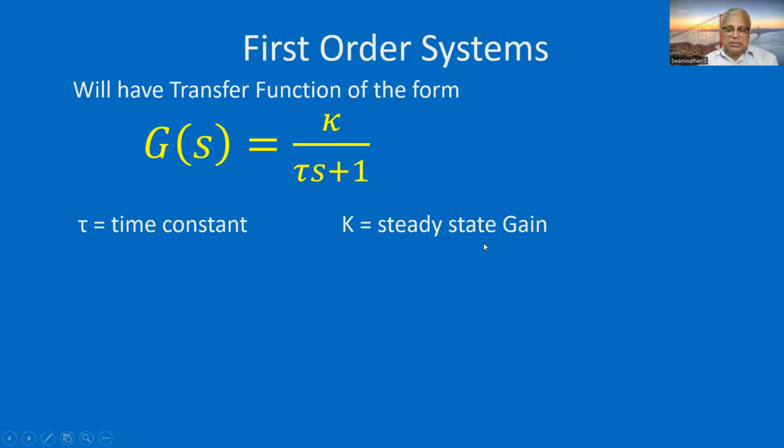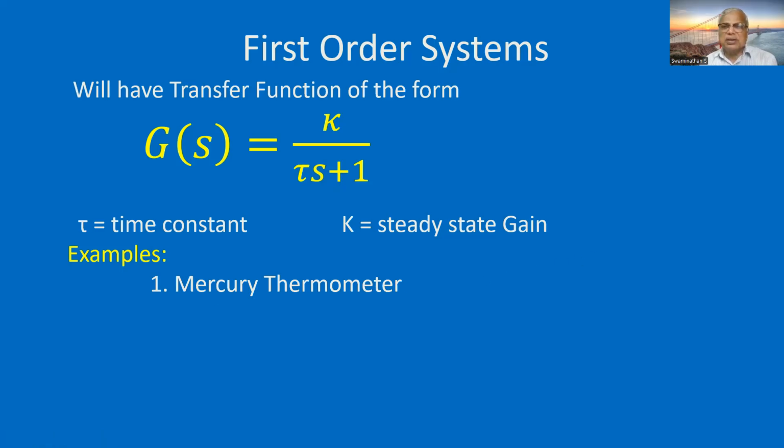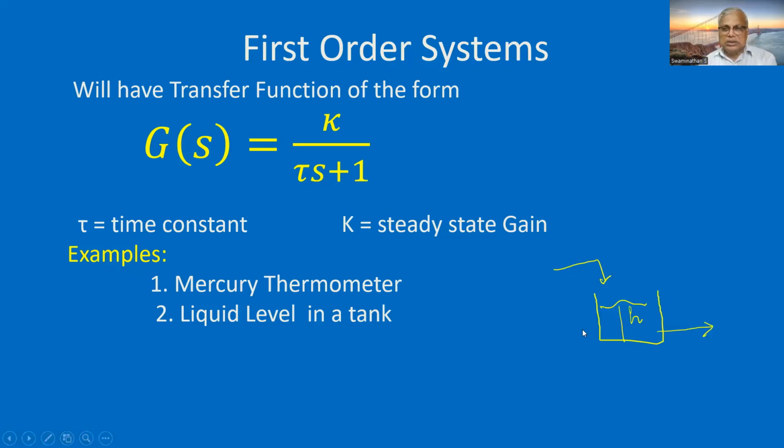Well, what are some examples of first order systems? First is a simple thermometer filled with mercury or any other liquid, not necessarily mercury. A thermometer is a common example of a first order system. The next example is liquid level in a tank. Consider a simple tank through which liquid is flowing in and out.